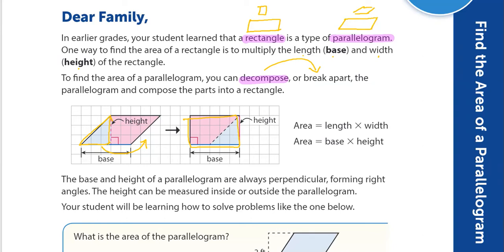So the base and height of a parallelogram, they're always perpendicular. Perpendicular, remember, means they're like at a 90-degree angle, forming right angles. The height can be measured inside or outside the parallelogram. So remember, when we're doing the area of a parallelogram, we're not doing a side, we're doing a height. Height is important. It's not side times side, it's base times height. Okay?